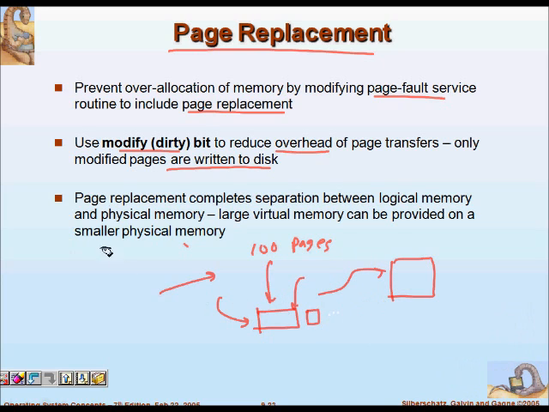Page replacement completes the separation between logical memory and physical memory. This is what lets me over allocate based on virtual memory. So I have 4 processes running, and each one of them may require 200 pages. Let's say I have only 100 pages in my main memory. So what will I do? I will just use 25 pages for each one of the processes, and if they require other pages, I will use some page replacement algorithm to bring them.